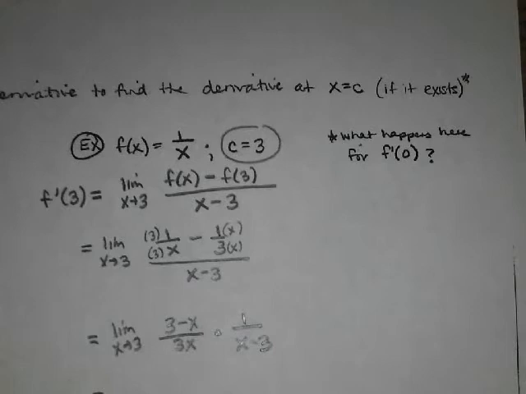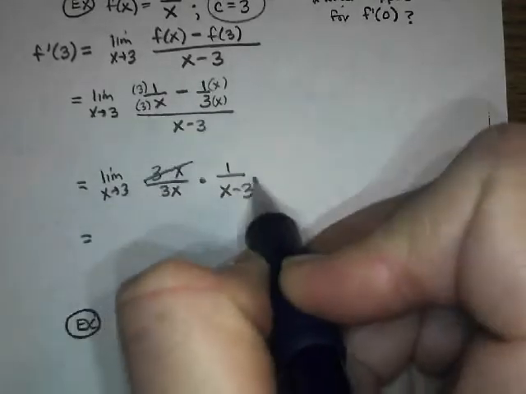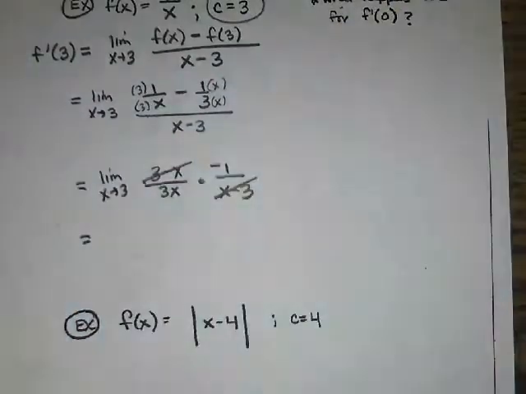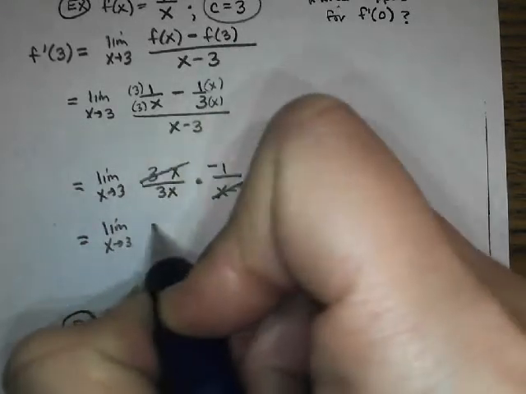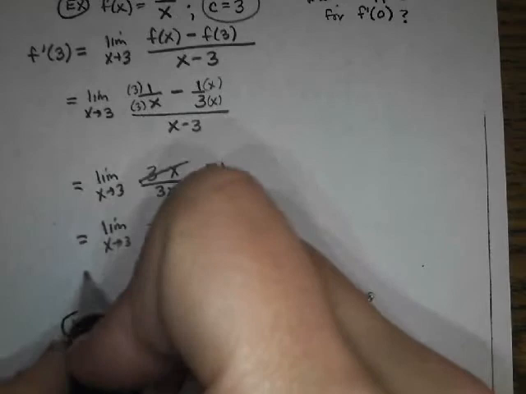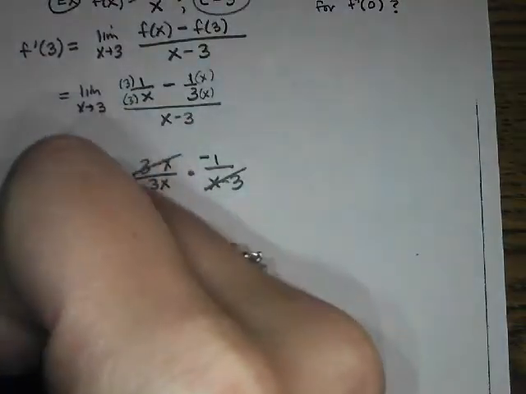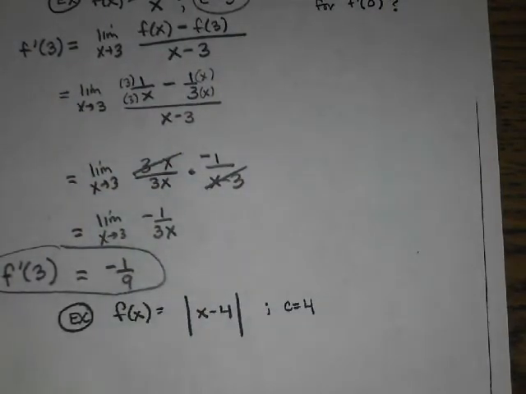And Lizzie, what do you make from that? Good. Those cancel to make -1. So I'll just throw a negative in front of that. And so now I can evaluate my limit as x approaches 3 for -1 over 3x. And when I evaluate that, Emma, what will I get? -1/9. So we just found out that the slope at 3 is -1/9. Okay? Any questions on that?